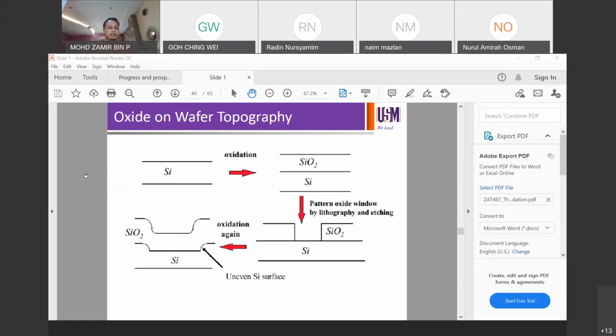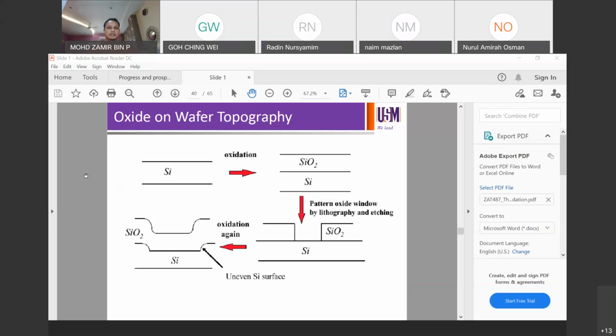So now let's look at the oxide on wafer topography. We have discussed that when you do the thermal oxidation process, the process is going to consume your silicon to be able to grow the oxide. So it's the 54, 46, or 55, 45 percent rule. Some say 54, 46, but it's somewhere there. So part of your silicon will be consumed to be able to grow your oxide.